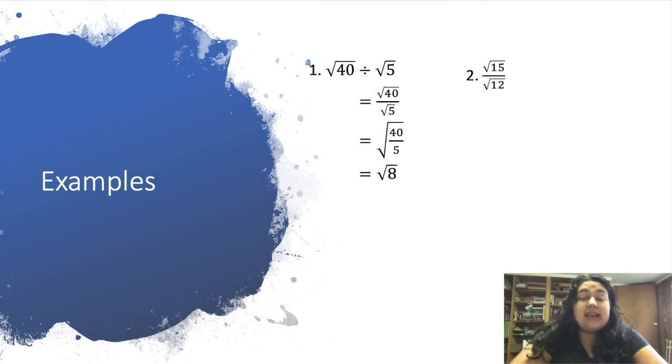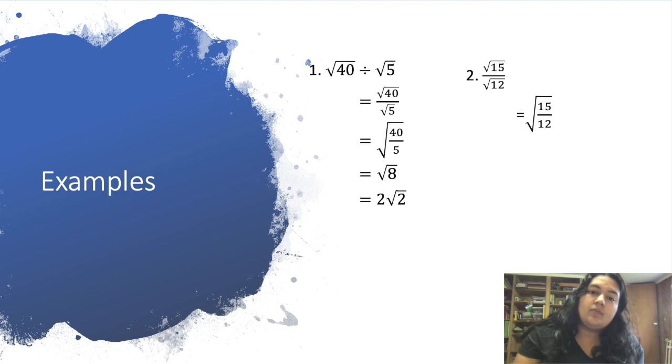Can we simplify? I hope you're nodding your head and saying yes, because 8 is just 4 times 2. 4 is a perfect square, so you can pull out that 2 and leave the 2 in the radicand. So 2 times the square root of 2.